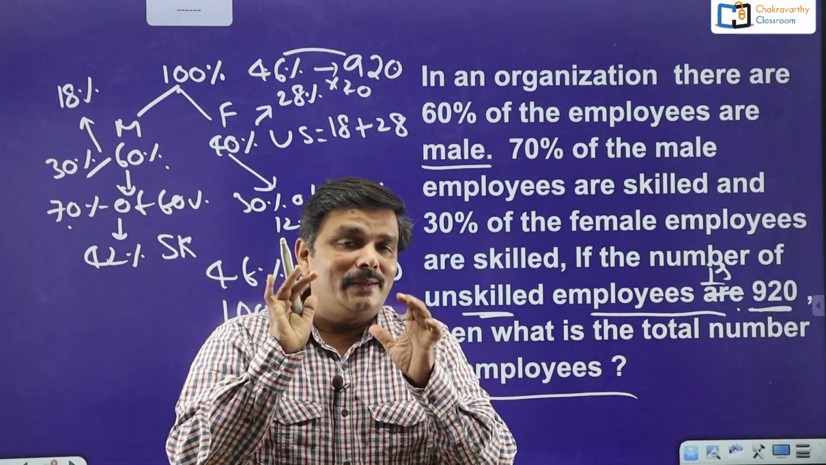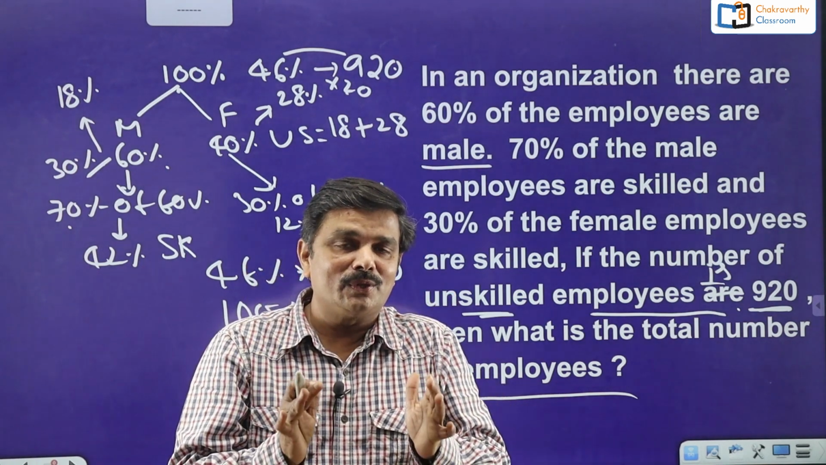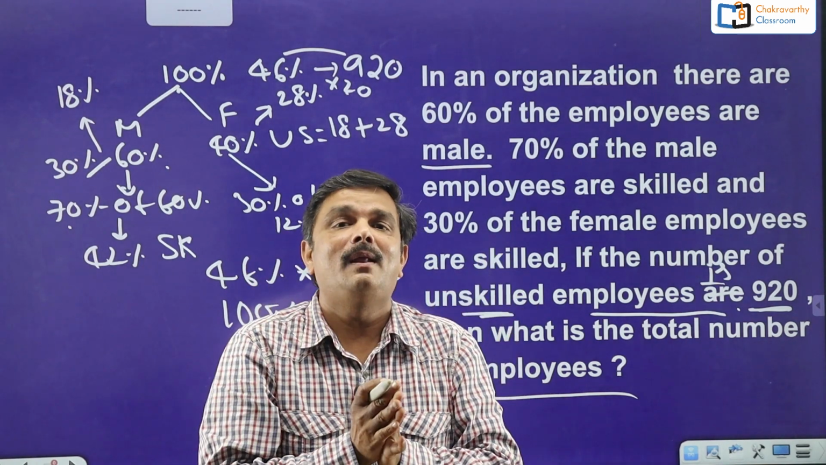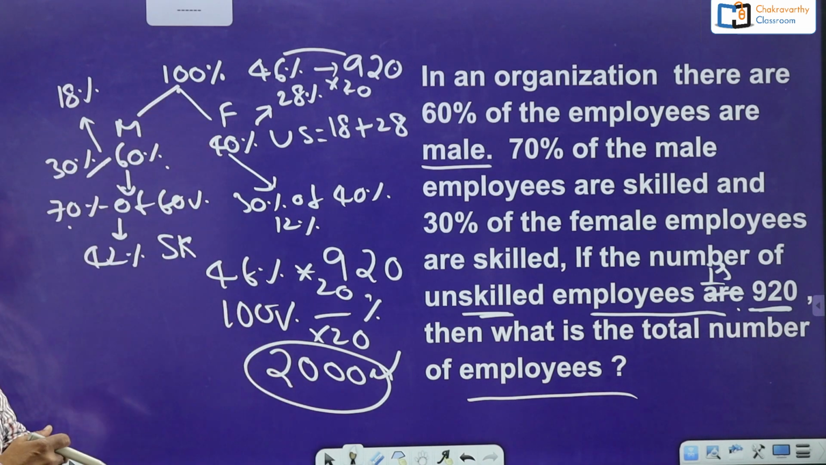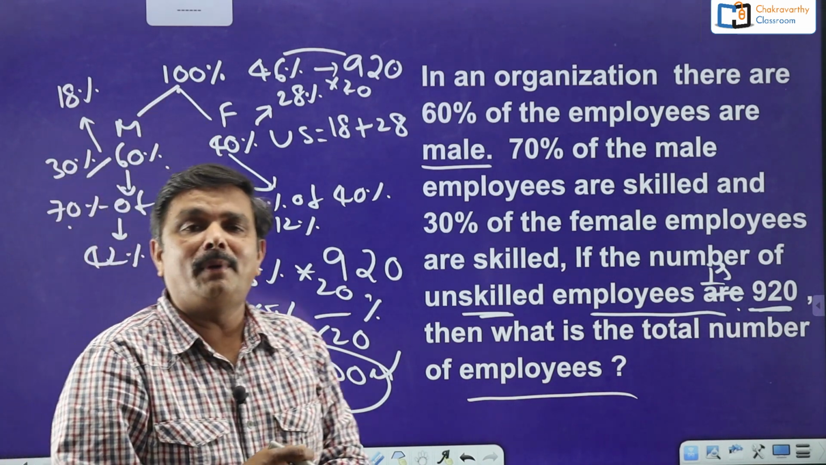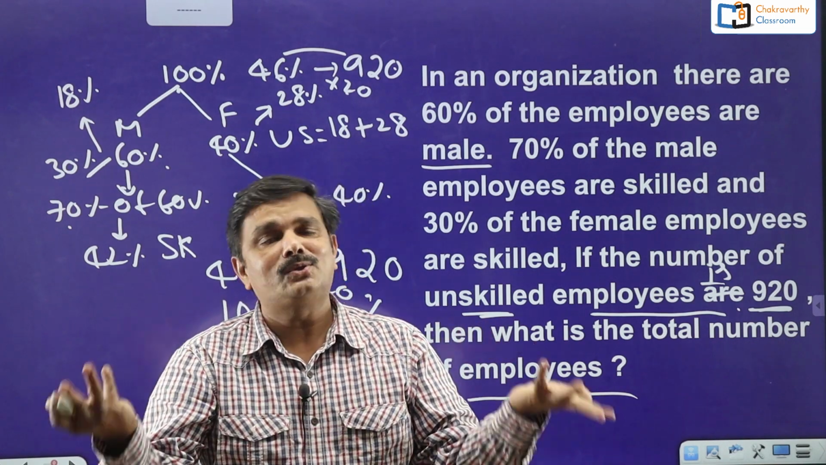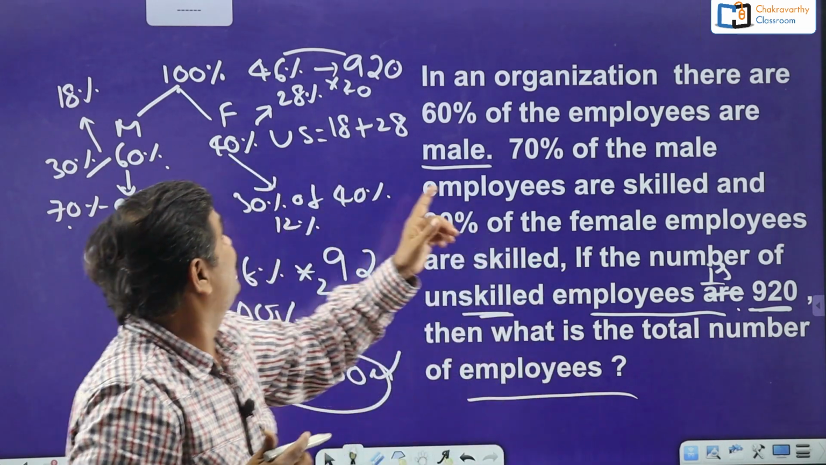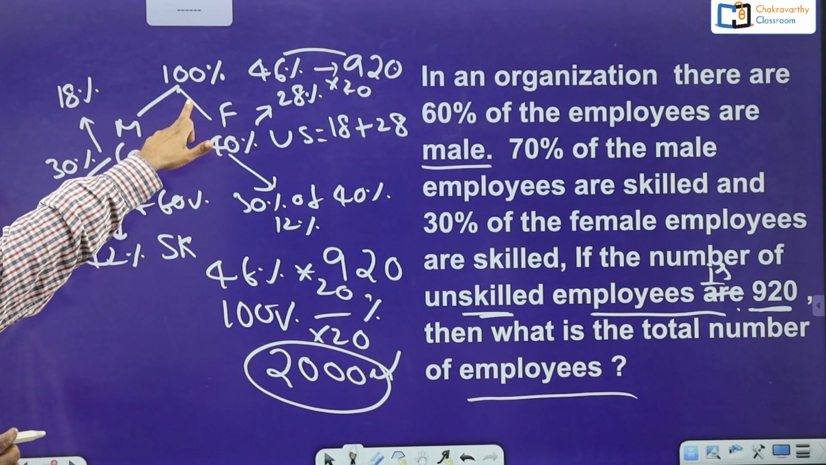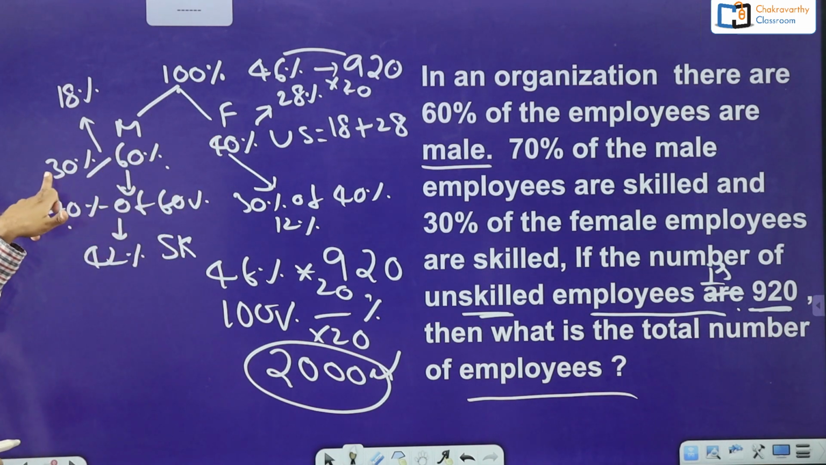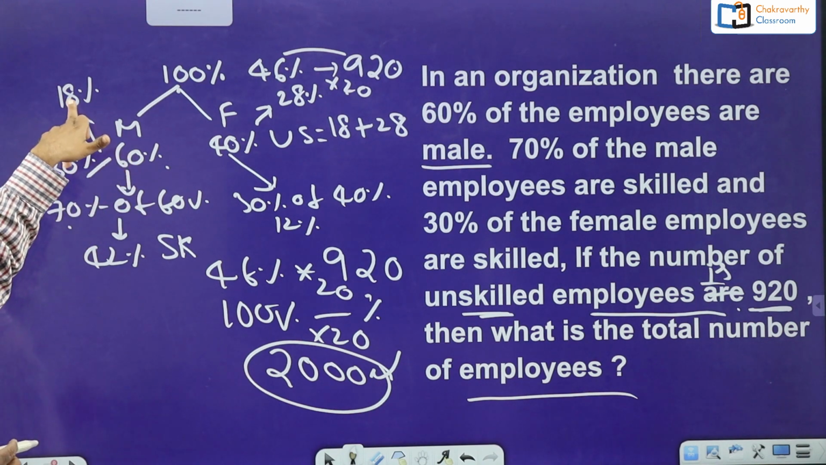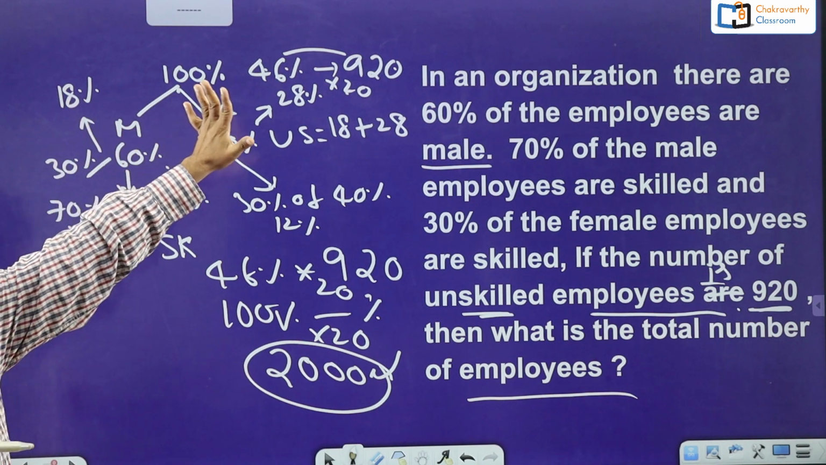So in the examination you try to do the questions as quickly as possible. Now another method is also there. What is that? Instead of taking 100%, you can take the total number of employees as 100. Even in that way you can do it, but this is quicker. Directly 100% here. Male 60, female 40, then 70% are skilled. That means 30% unskilled, that is 18. Again that is 28. Add it up, 46.